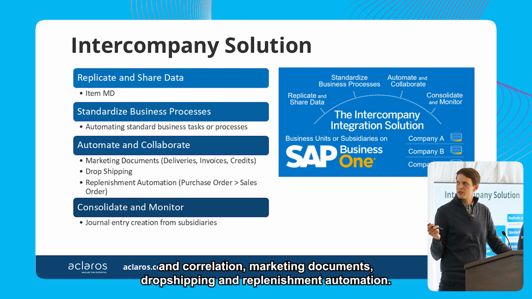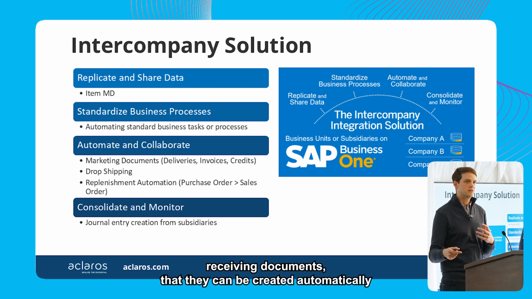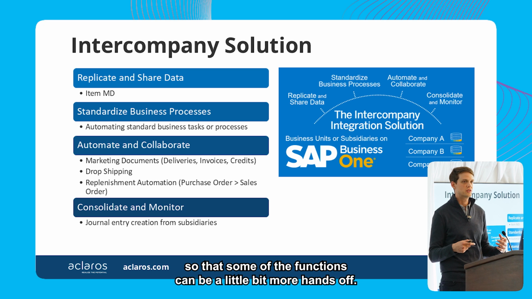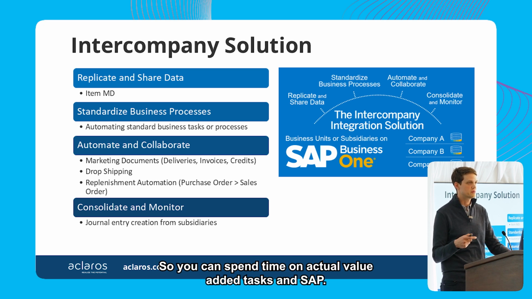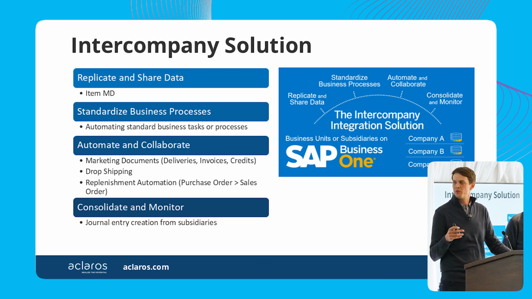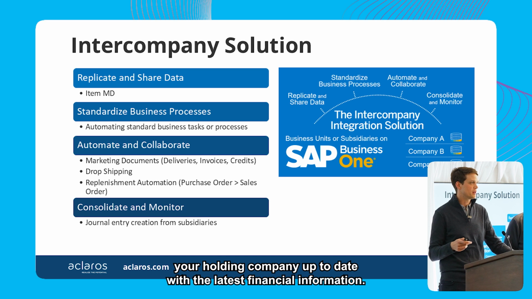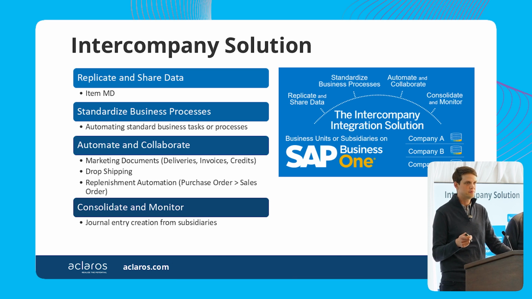With the automating and collation, marketing documents, dropshipping, replenishment automation, there are a few different ways in which you can structure AR, AP, and receiving documents so that they can be created automatically, so that some of the functions can be a little bit more hands-off, so that you can spend time on actual value-added tasks in SAP. And then finally, consolidate and monitor, creating journal entries from subsidiaries into your primary company, just to keep your holding company up to date with the latest financial information.